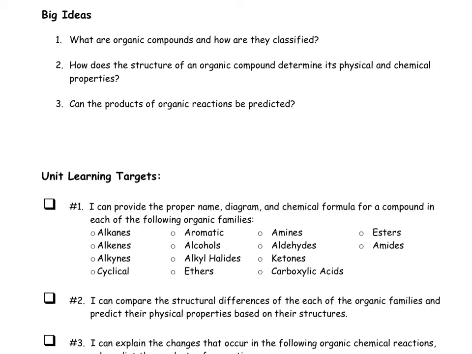In this lesson, we'll continue our discussion on big idea number 2. So how does the structure of an organic compound determine its physical and chemical properties? And start our discussion on learning target number 2. Can you compare the structural differences of each of the organic families and predict their physical properties based on their structures by looking at the functional group the molecule has?